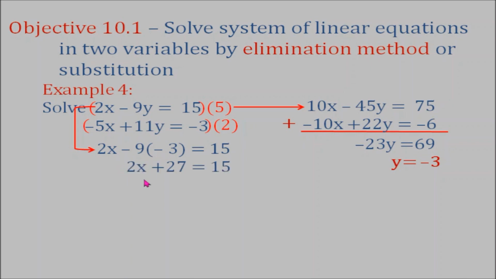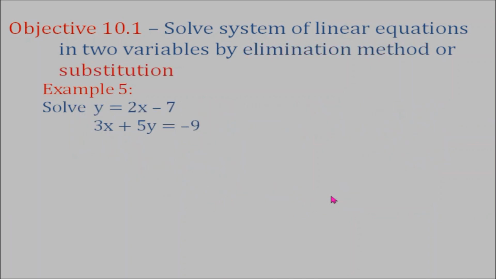So we have 2x plus 27 equals 15. Subtracting 27 from both sides, we have 2x equals negative 12. Dividing both sides by 2, x equals negative 6. This means x equals negative 6 and y equals negative 3.